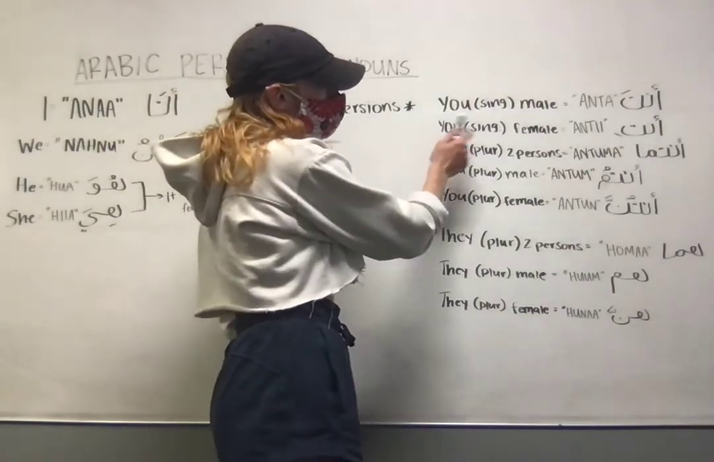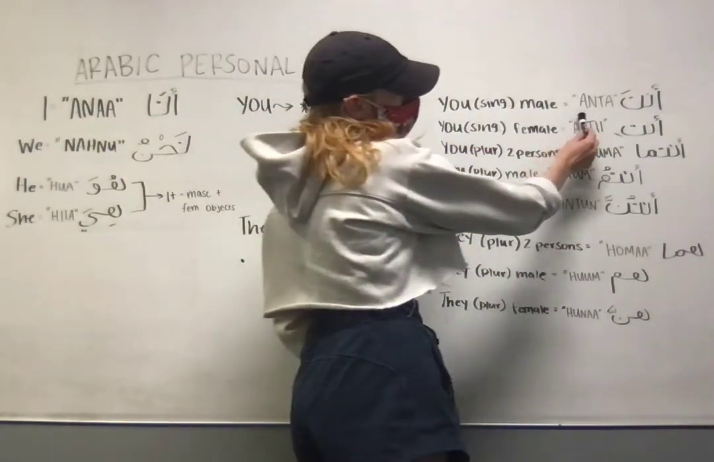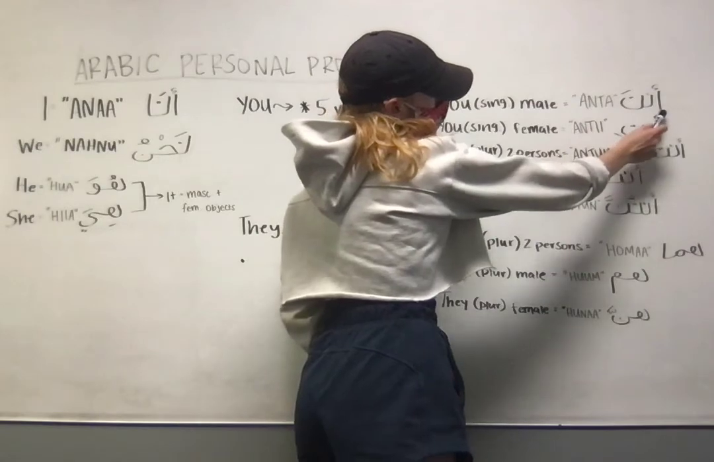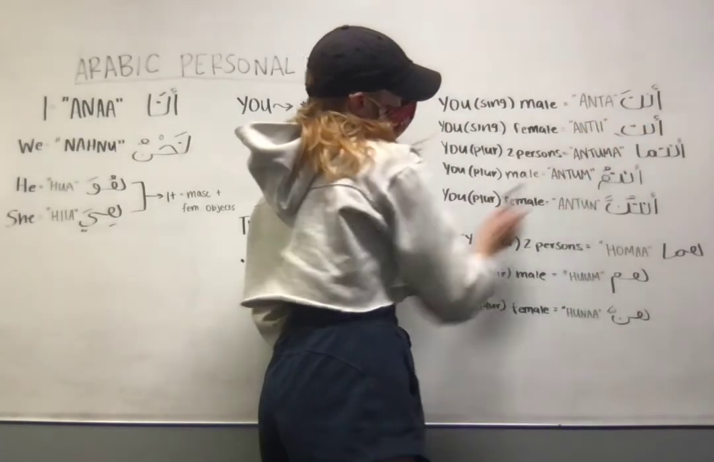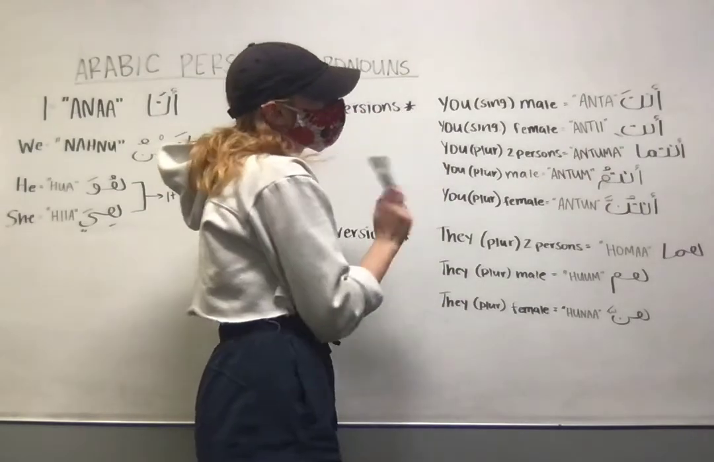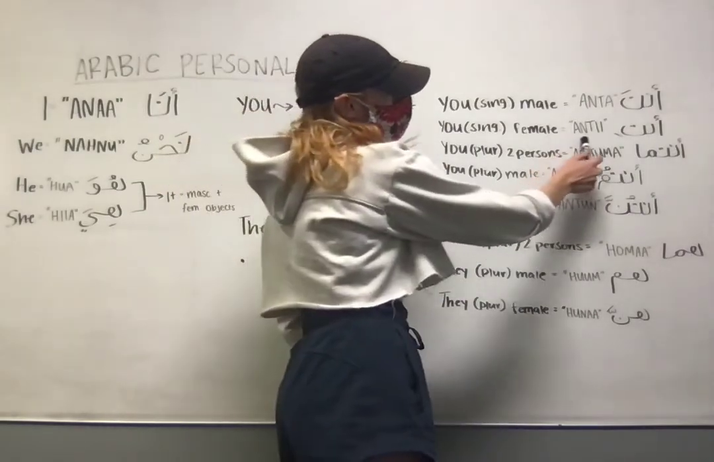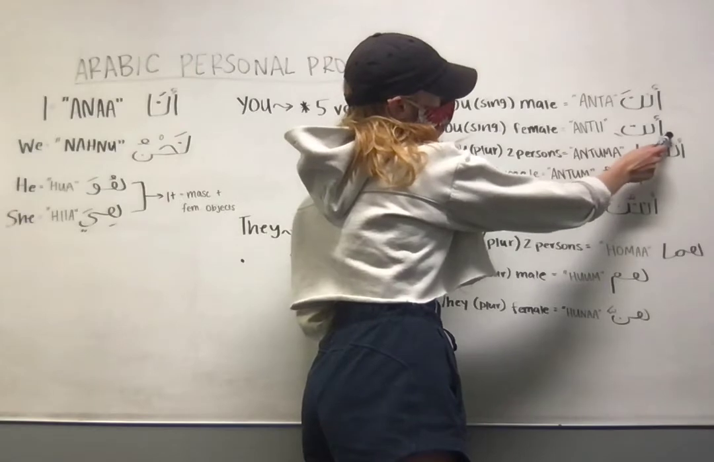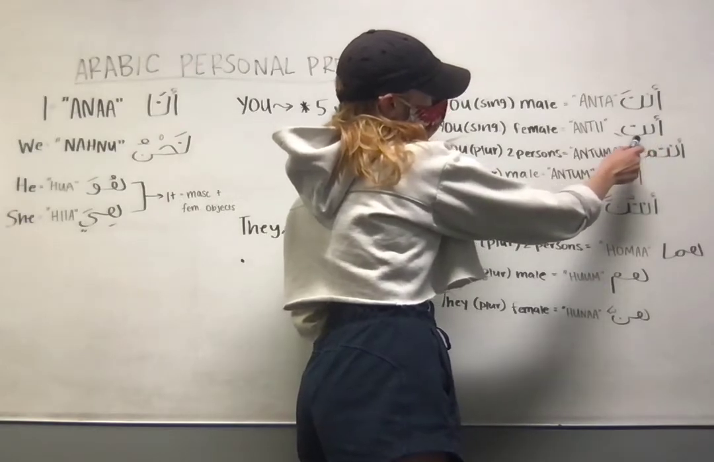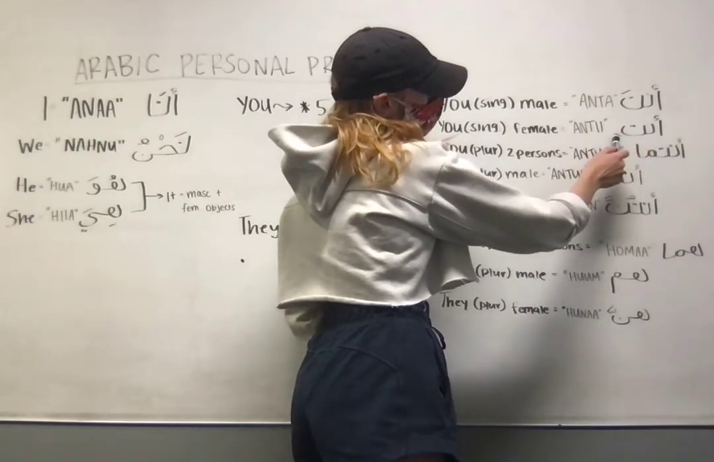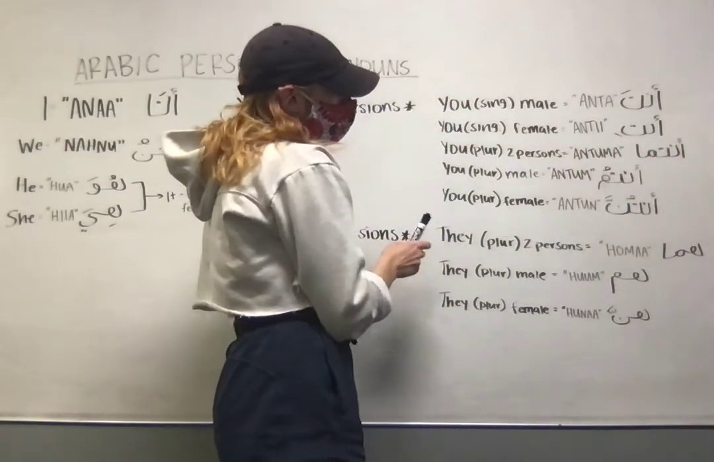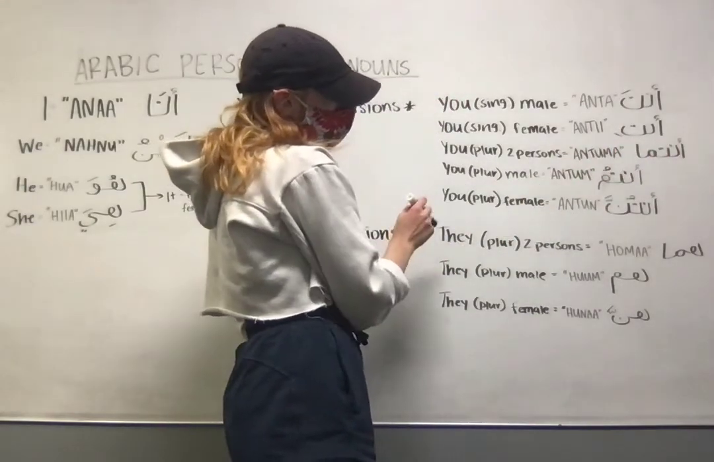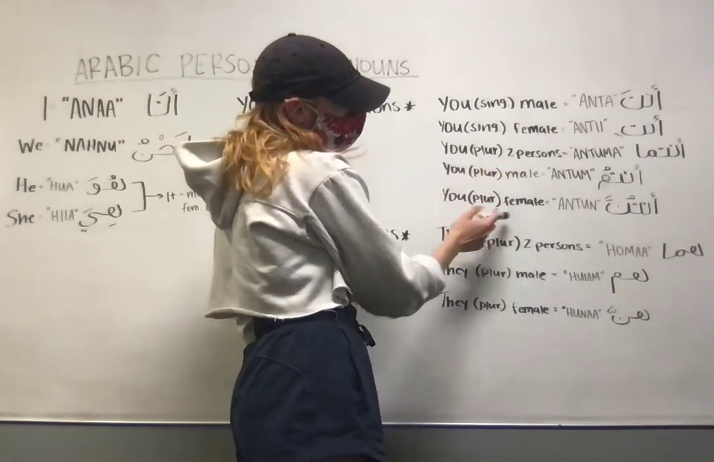So if you're just talking to a male, it'd be anta, alif, na, ta, anta. And then if you're talking to a female, it'd be anti. So alif, na, ta, with that little dash would be e. So anti. And then for the plural versions, we have 2 persons, male and female.